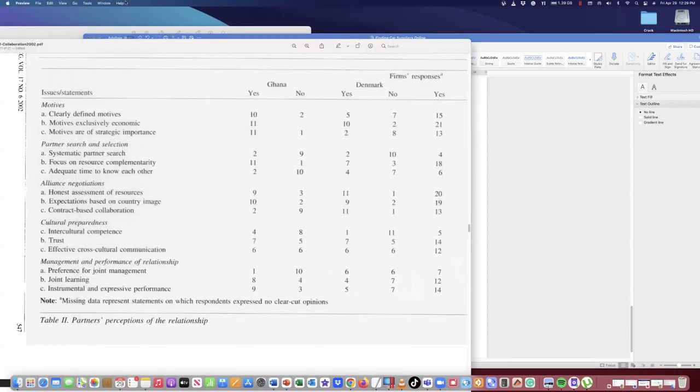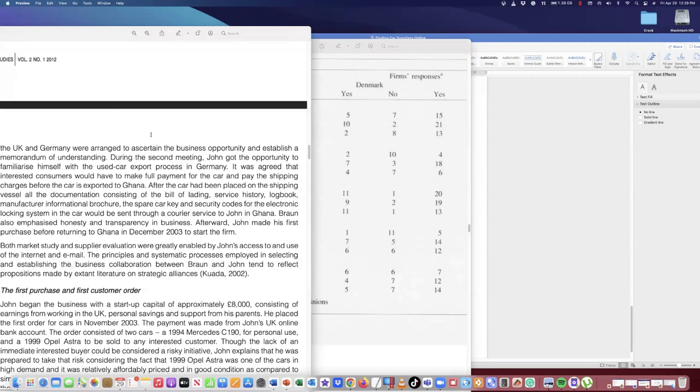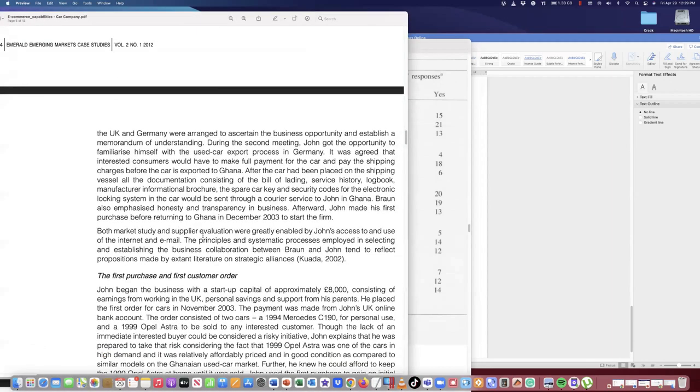You see, that is why those of you who read the case study. The case study said it itself. The principles and the systematic processes employed in selecting and establishing a business collaboration. So, market study and supply evaluation enable access. So you see all three are here: internet and email, market study and supply evaluation.